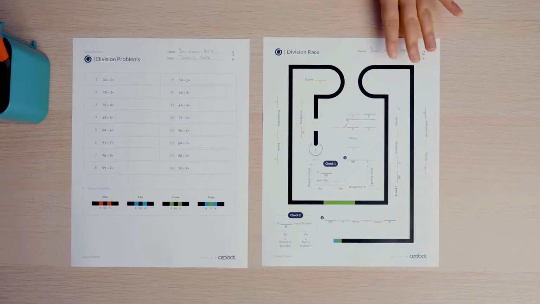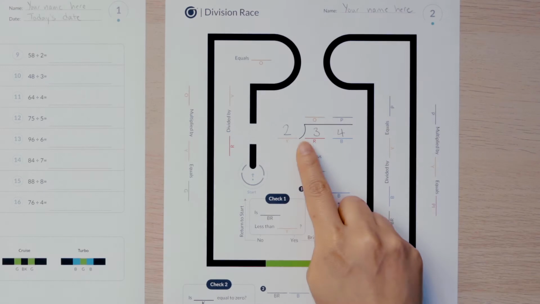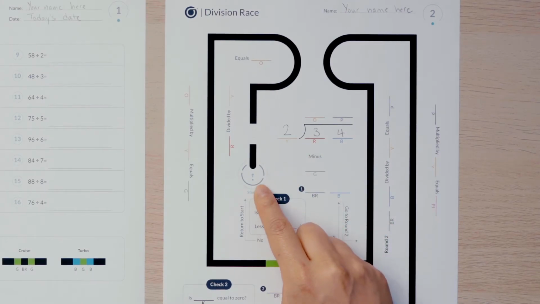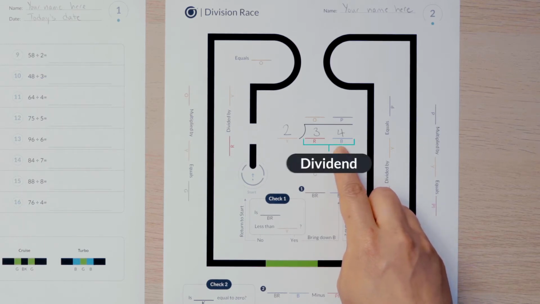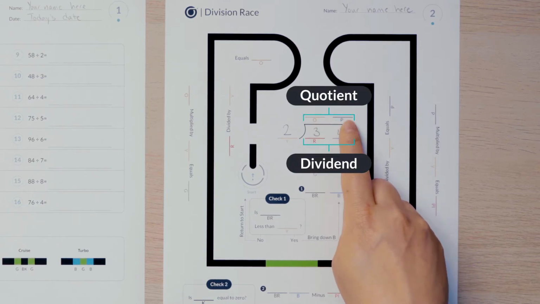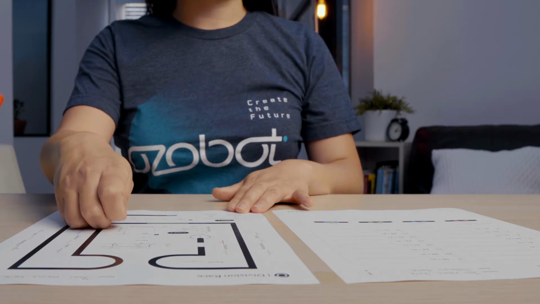Let's take a look at the division race activity sheet. First, we will go over how to use it and then we will race. Find the long division symbol on your paper. It's near the start circle. You'll notice it has red and blue lines under it for the dividend, orange and purple lines above it for the quotient, and a yellow line for the divisor. Let's fill in a division problem and get going.